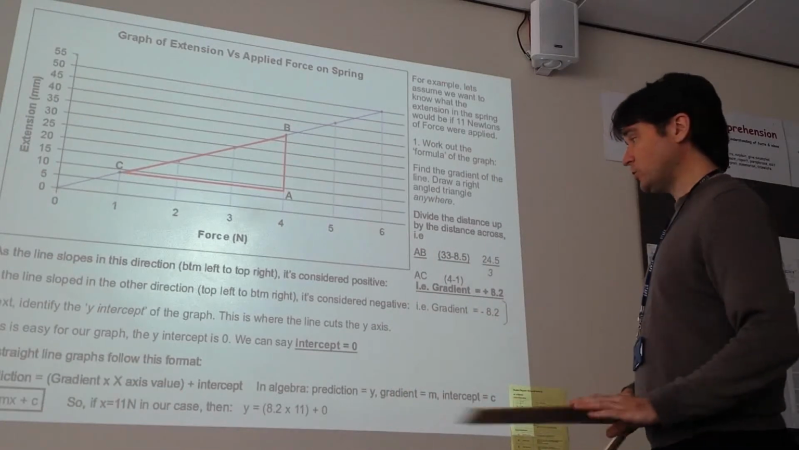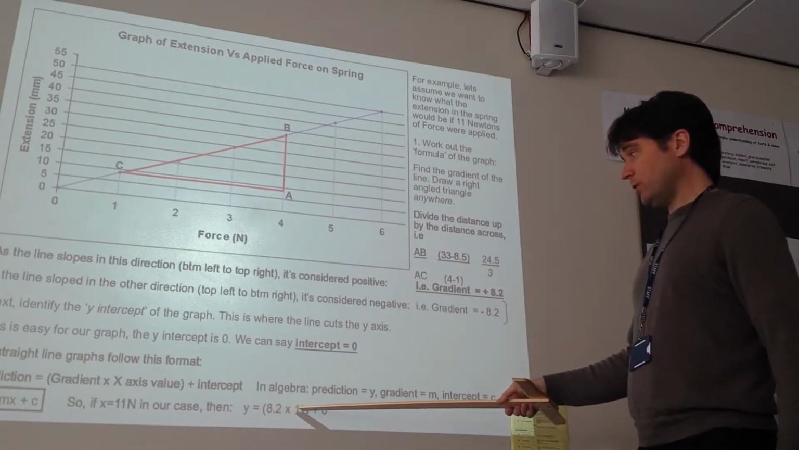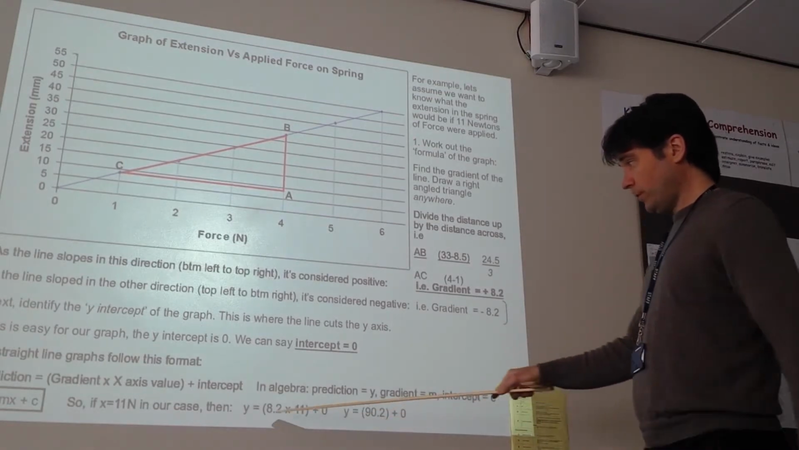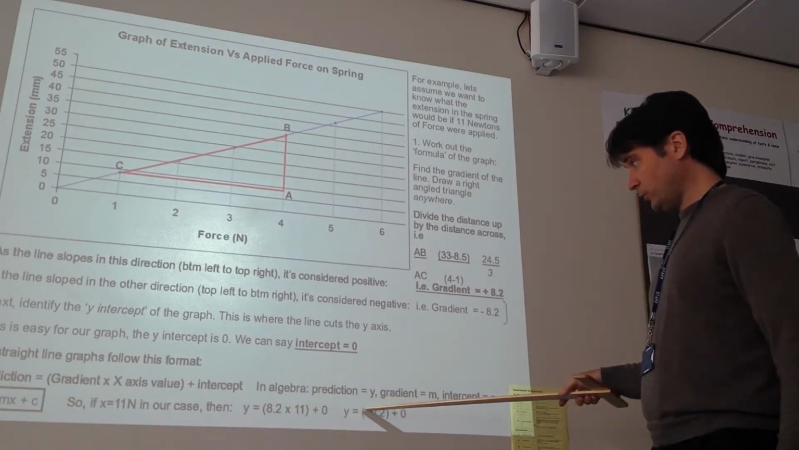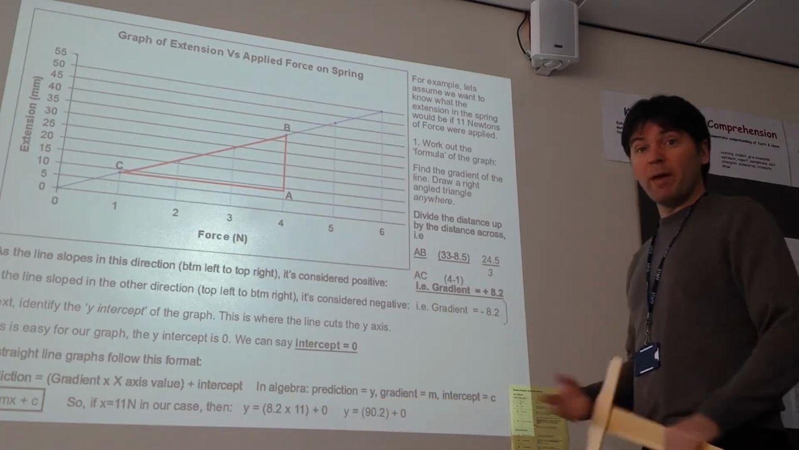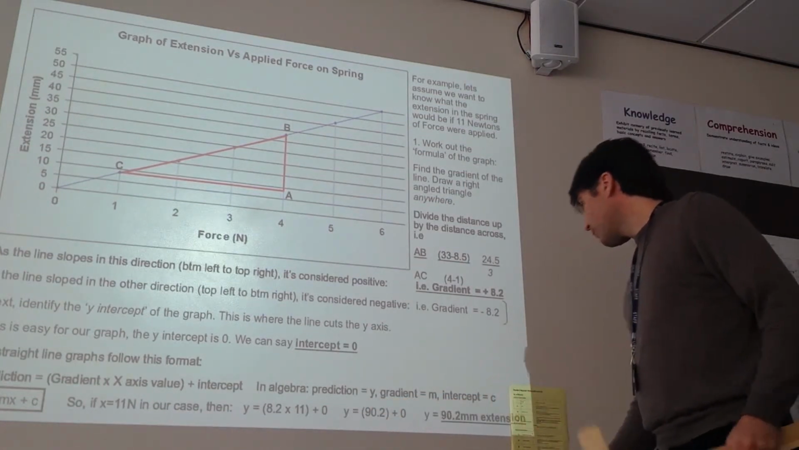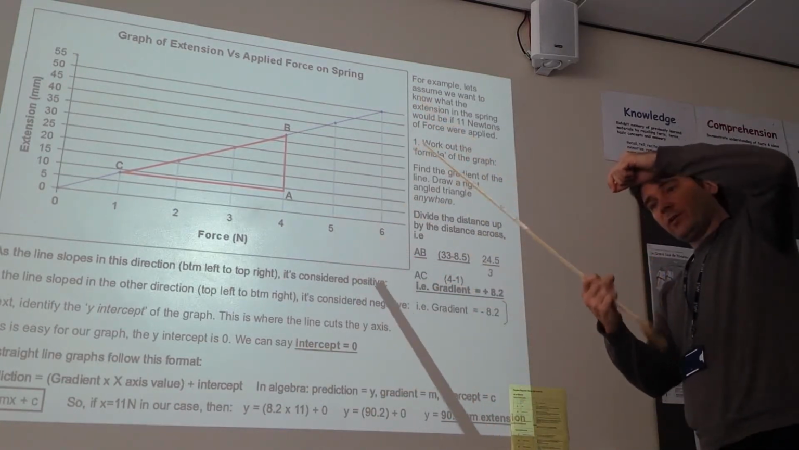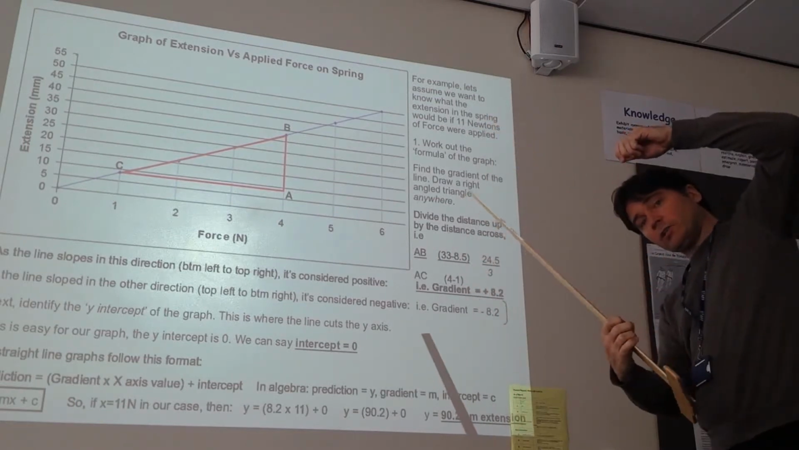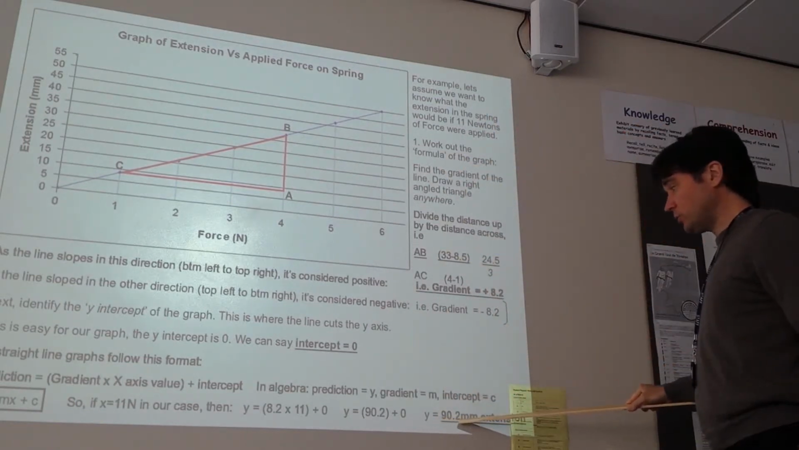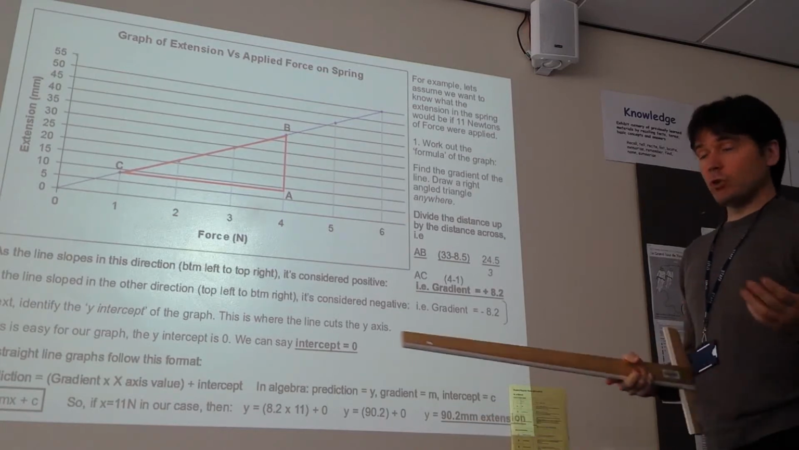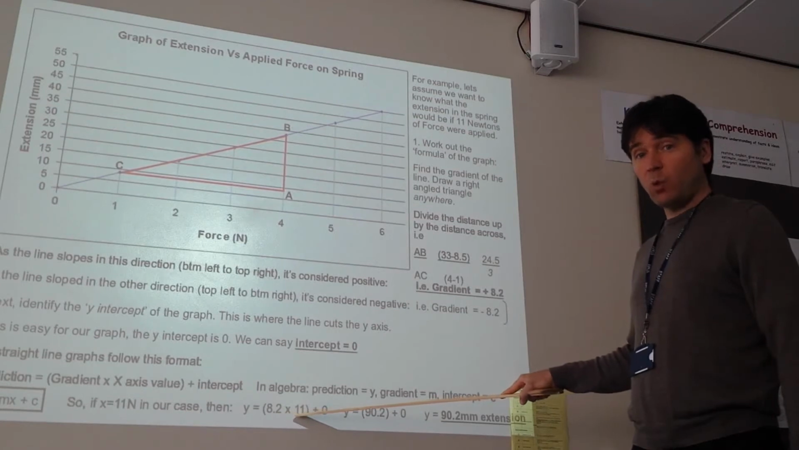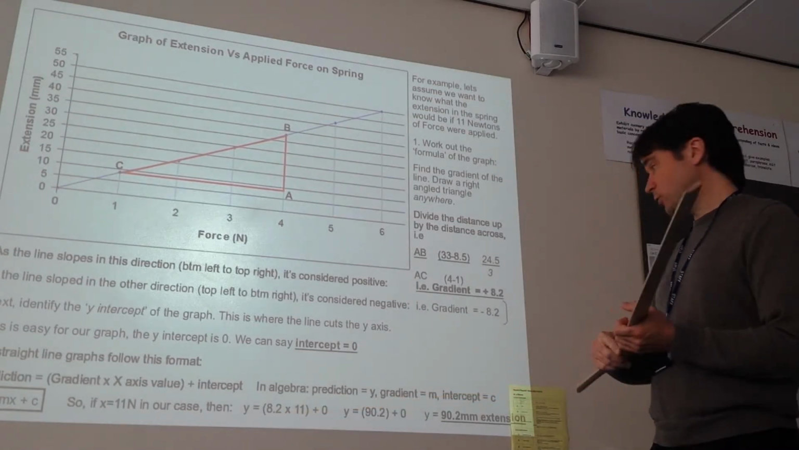So when we put that into a calculator, we get 8.2 times 11, add nothing. That gives us 90.2. 8.2 times 11 is 90.2. Add 0, of course, remains 90.2. So when 11 newtons is added to that spring, it will extend, it will stretch by approximately 90.2 millimetres. If you wanted to know it for 12 newtons, it will be 8.2 times 12, add 0, and it will be obviously more than 90.